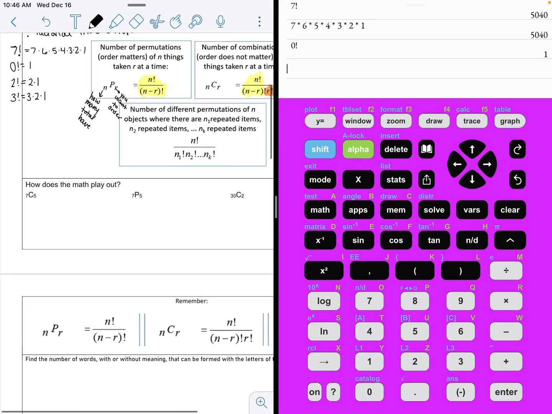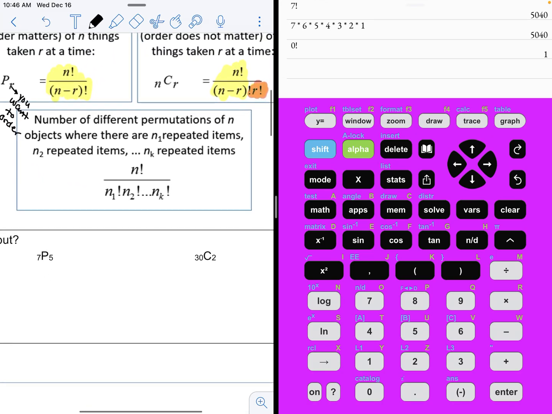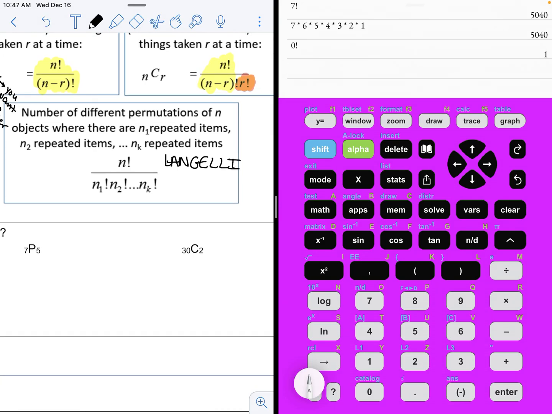Okay, and this one right here. Sometimes with permutations, remember, permutations have order. Order is great unless there's something that repeats. Like my last name, Langellii. How many different ways could you order the letters in my last name? Well, we'd have to count our letters: 1, 2, 3, 4, 5, 6, 7, 8. That would be 8 factorial on the top. But then you see these? These are the repeats. How many L's do I have? In my last name, I have 3 L's, right?